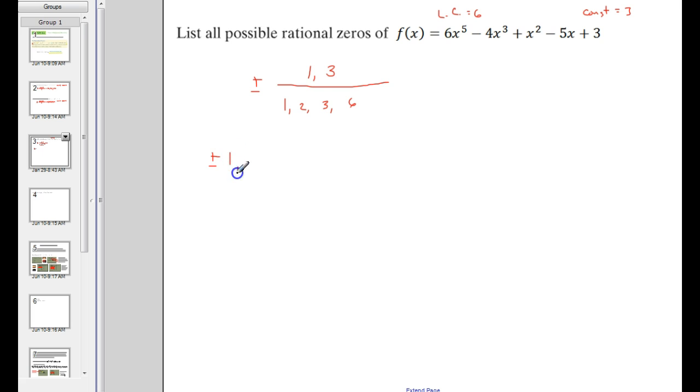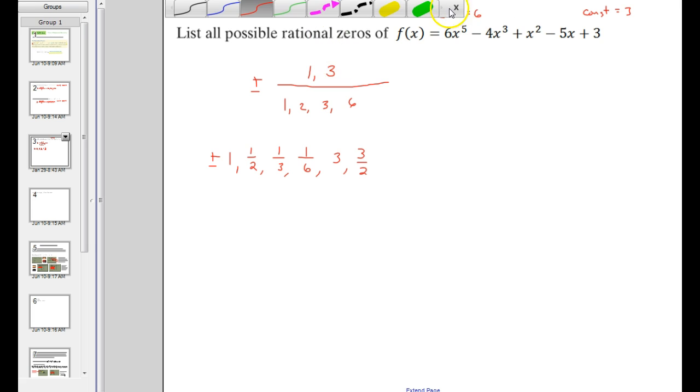1 over 1 is 1. 1 over 2 is 1/2. 1 over 3 is 1/3. And then 1 over 6 is 1/6. Okay, and then the same thing with the 3. So plus and minus 3 over 1 is 3. Plus and minus 3 over 2 is 3/2. Plus and minus 3 over 3 is 1. I've already got 1, so I can skip that one. And then plus or minus 3 over 6 is 1/2, which I've already written, so I can skip that one.